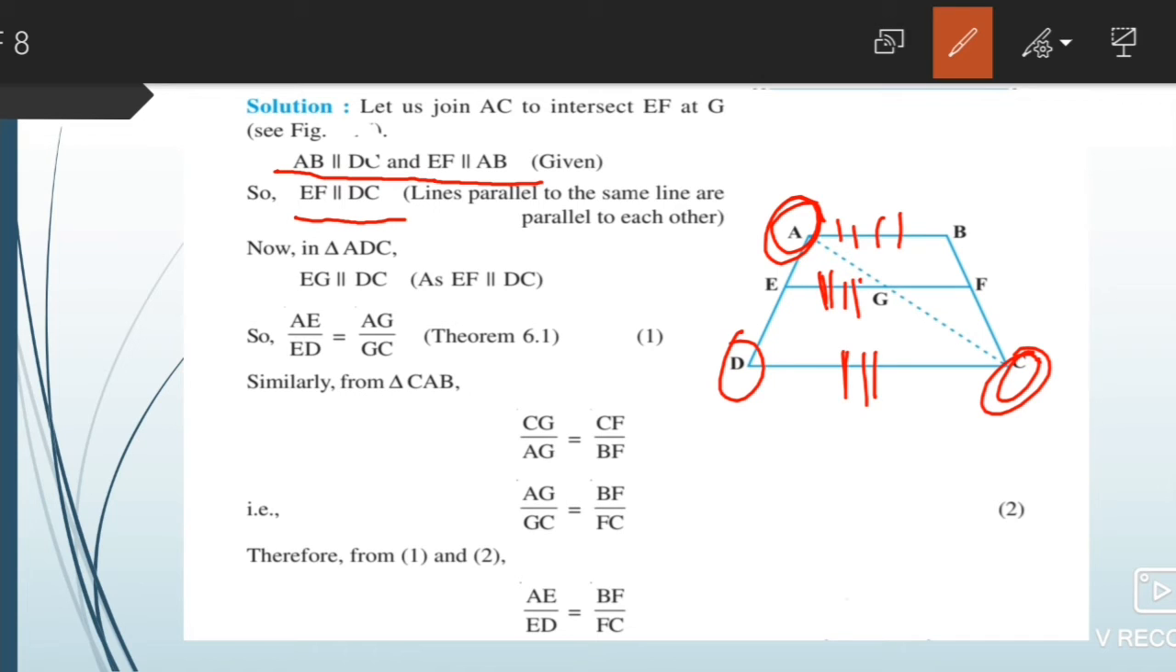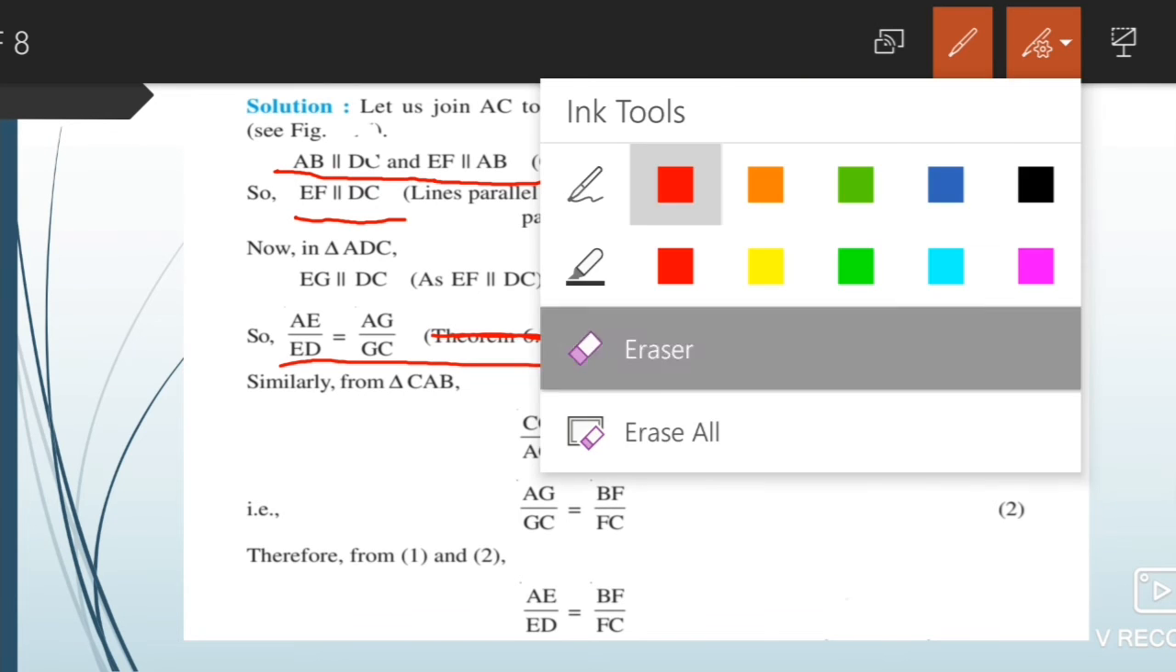So this line is parallel to this line, and ADC is a triangle, so you can say that EG is parallel to DC, right? This EG is parallel to this DC. So you can use the BPT theorem. Theorem 6.1 is the BPT theorem. So by BPT theorem you can say that AE by ED is equal to AG by GC. Mark this one as equation number 1. Now let me erase these things.